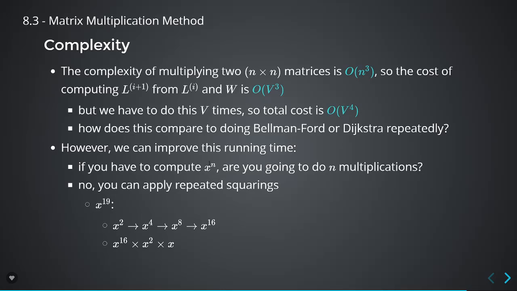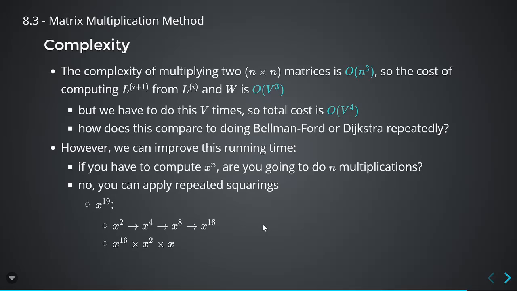Well, let's say you want to compute x to the power of n. Are you going to do n multiplications? Well, you won't. For example, if I want to do x to the 19, I'll do x squared, and then from there I'll square to get x to the 4, then square to get x to the 8 and x to the 16, and from there I can just do times x squared times x, and I'll get x to the 19. You're not going to be doing 19 multiplications, correct?